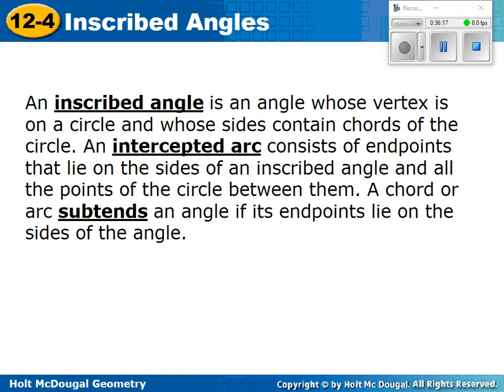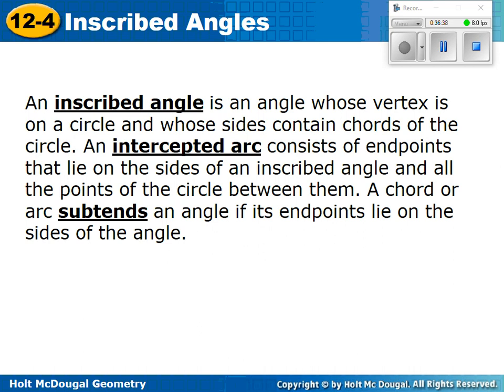So angle ABD would be an inscribed angle. Its measure is not going to equal the measure of the arc, but it does have a relationship with the arc, and so that's what we're going to learn. But first of all, vocab: inscribed angles are angles whose vertex are on the circle.